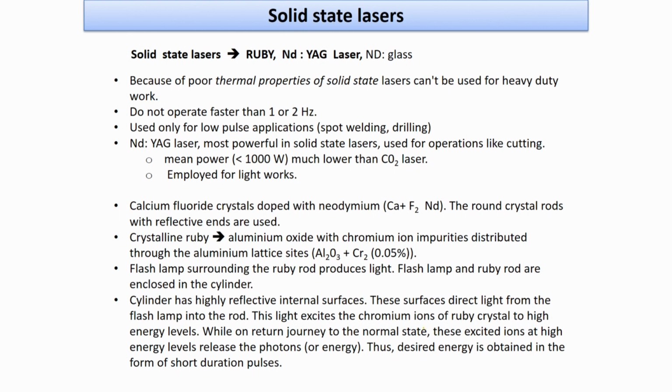This light excites the chromium ions of the ruby crystal to higher energy levels. While on the return journey to the ground state, these excited ions at the high energy level release the photons or energy. So this desired energy is obtained in the form of short duration pulses.